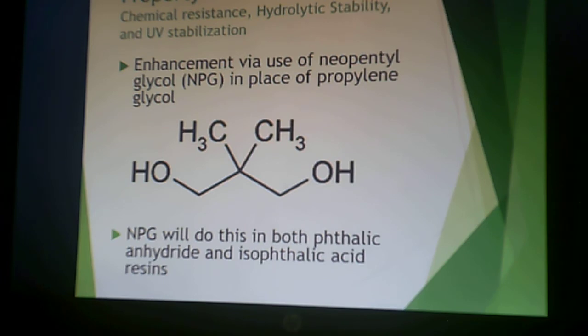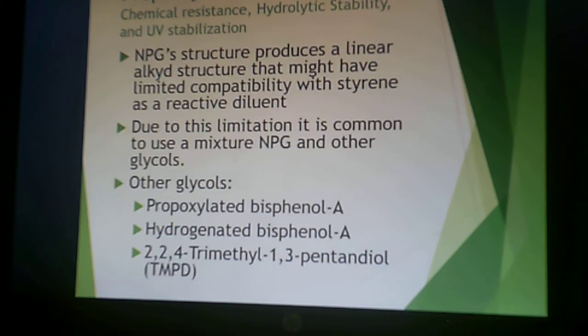So to increase chemical resistance, hydrolytic stability, UV stabilization, you can use neopentyl glycol in place of propylene glycol. Neopentyl glycol will do this in both phthalic anhydride and isophthalic acid resins, so that is a good choice for your glycol if that's what you're going for. The structure of neopentyl glycol produces a linear alkyd structure, and this has limited compatibility with styrene. So in a way to make this compatible with styrene, you usually limit the use of neopentyl glycol. You mix it with another glycol, so propoxylated bisphenol A, hydrogenated bisphenol A, or 2,2,4-trimethyl-1,3-pentanediol, to make sure that the overall resin is still compatible with styrene as a reactive diluent.